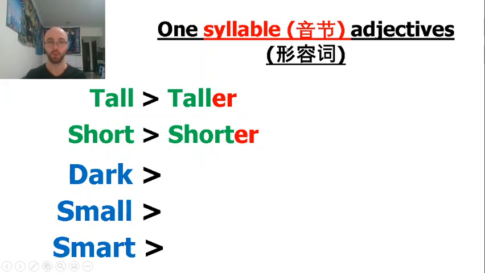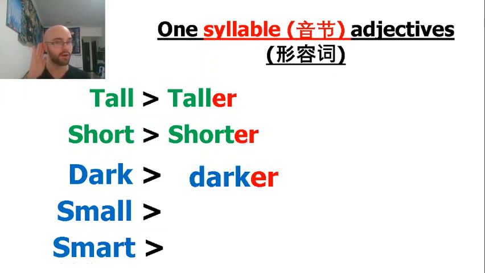So what do we do with one syllable words? Tall, we add er. Short, we add er. Dark becomes darker. Can you say darker? One more time. Darker. Small becomes smaller.